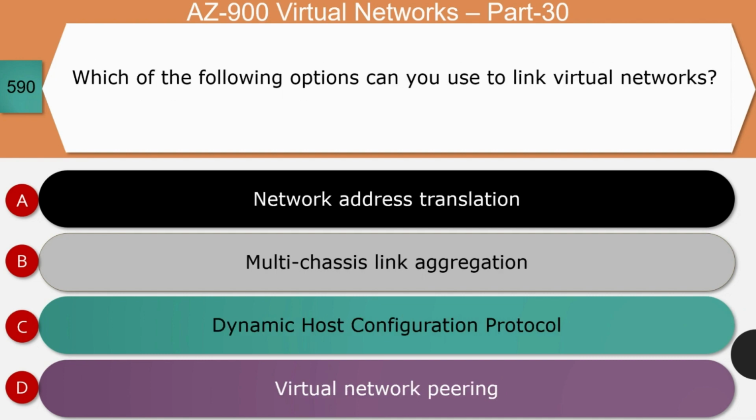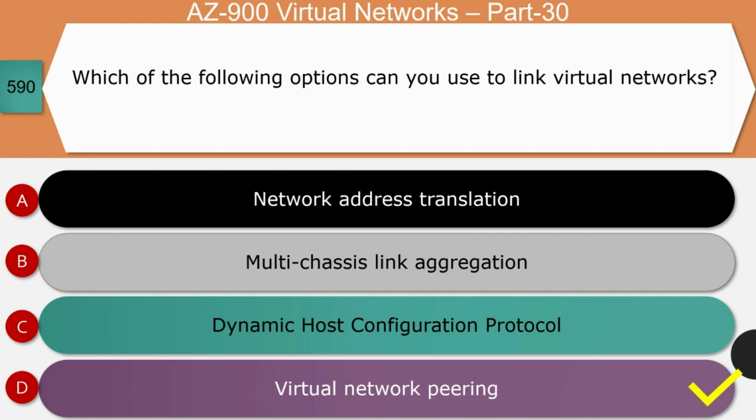Next question, which of the following options can you use to link virtual networks? Option A, network address translation. Option B, multi-chassis link aggregation. Option C, dynamic host configuration protocol. Option D, virtual network peering. The right answer for this question is virtual network peering.